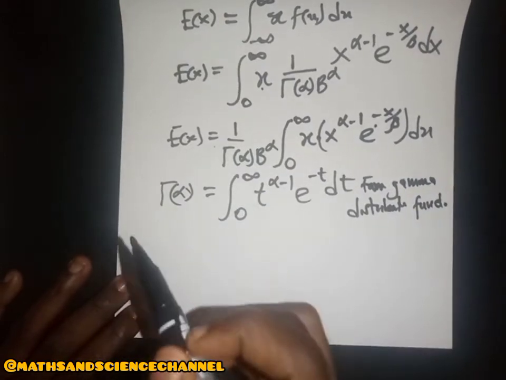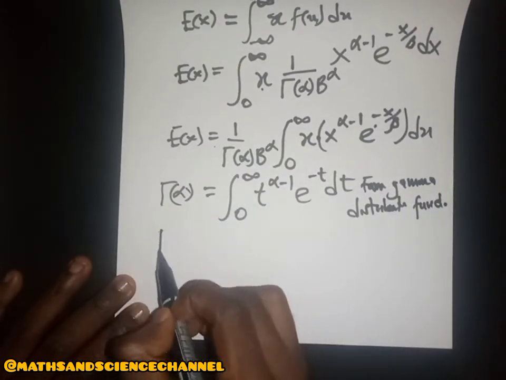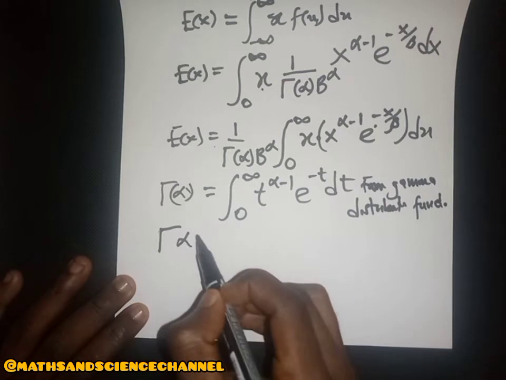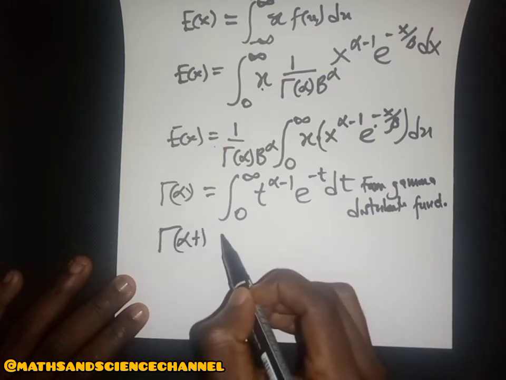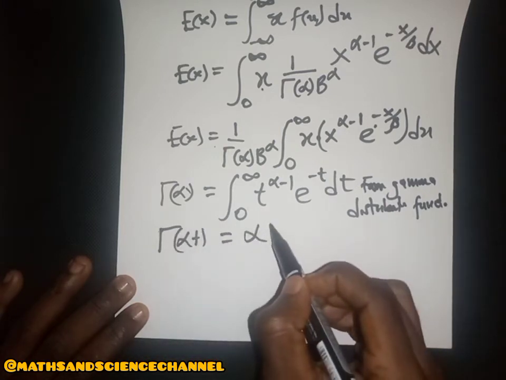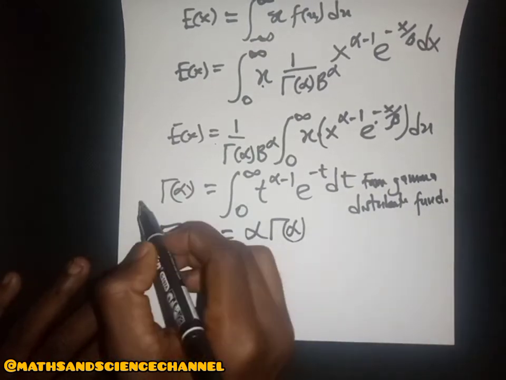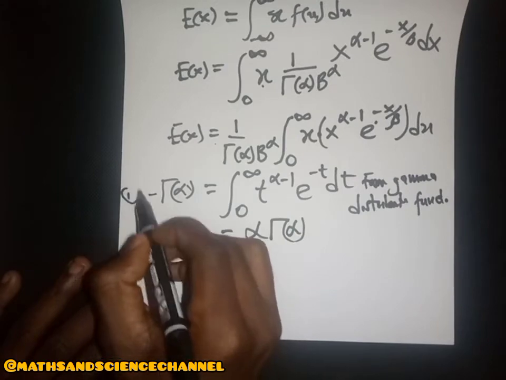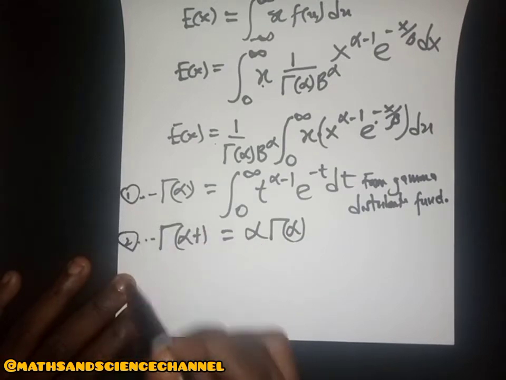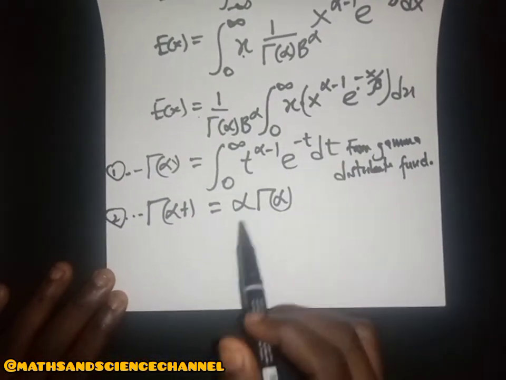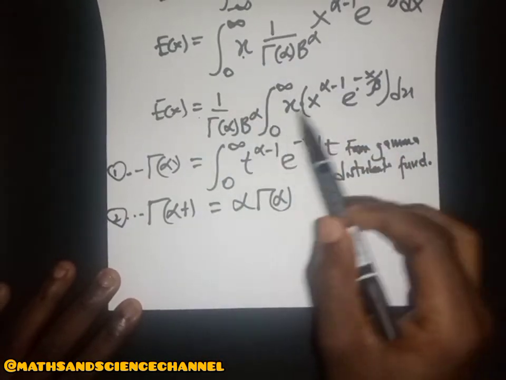And then also from the properties of gamma, we have that the gamma of alpha plus 1 is equal to alpha times the gamma of alpha. So these are the two properties. Let's call this one 1, and then let's call this one 2 here. Okay, so we are going to want to make this equal to that.